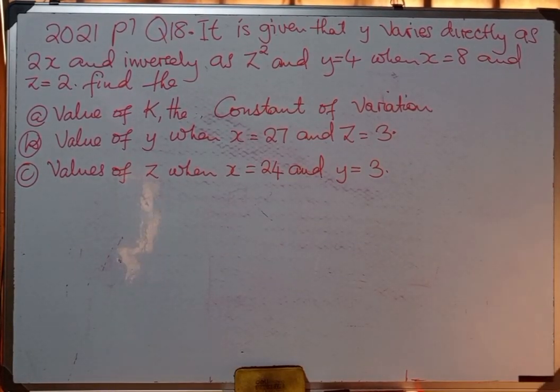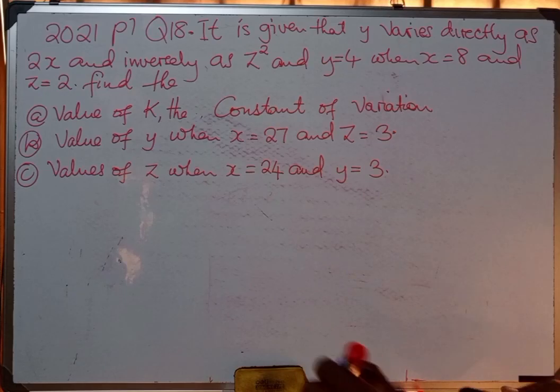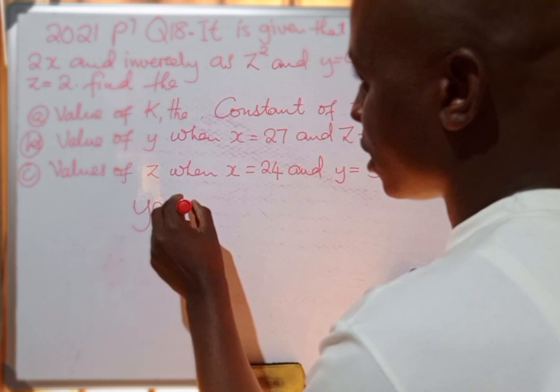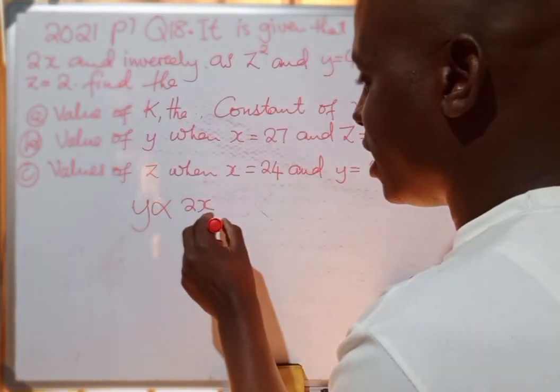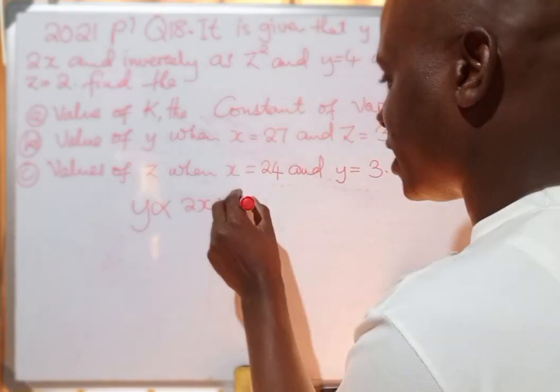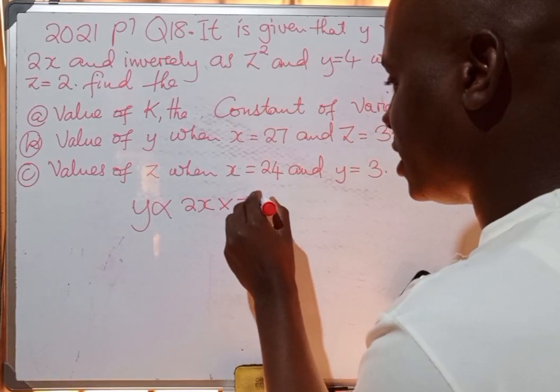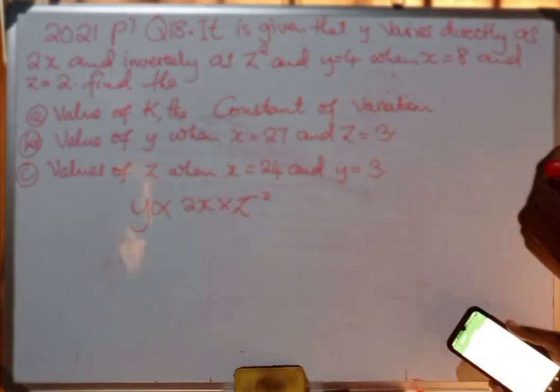This is another exam question which is coming from 2021, paper 1, question number 18. It is given that y varies directly as 2x and inversely as z squared. So this means that y varies directly as 2x, then again inversely as z to the power negative 2.